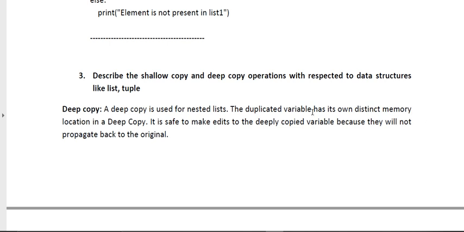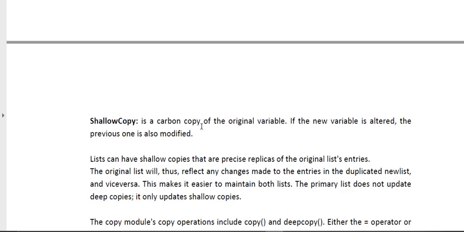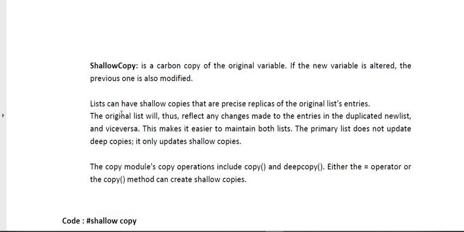The duplicated copy, as the word itself says, you're going to copy a list. But there's a difference. In deep copy, the duplicated variable has its own distinct memory. So it's safe if you make any kind of updates on your deeply copied variable, because that will not go back to the original. So that is about deep copy. Shallow copy is like a carbon copy of the original, and it is not used for nested lists. If any new variable is altered, the previous one is also modified. Lists can have shallow copies that are precise replicas of the original list entries.